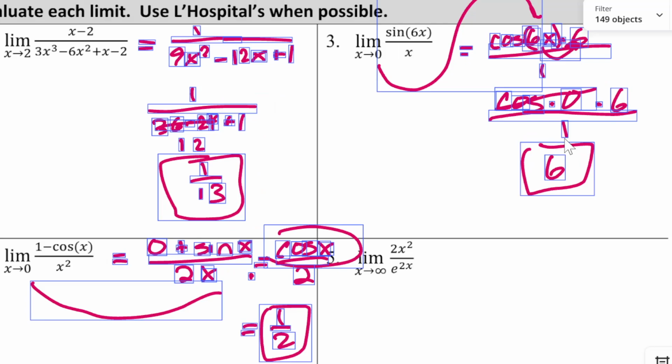Number 5. So let's see, plug in infinity. So in the top I get infinity, and the bottom I also get infinity. So L'Hopital's applies. So I'll take the derivative: 4x over e to the 2x times, it's chain rule, times 2. You might forget that derivative, but the derivative of e to the 2x is e to the 2x and then times the inner function's derivative, so times 2.